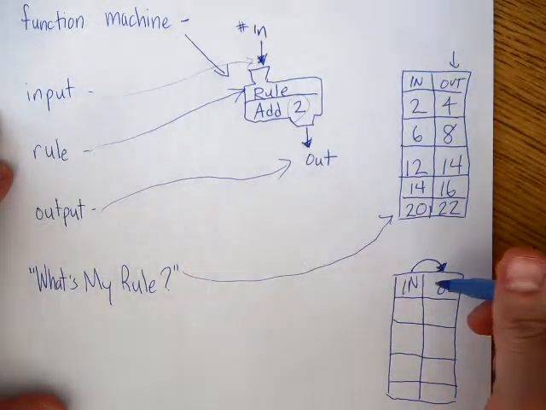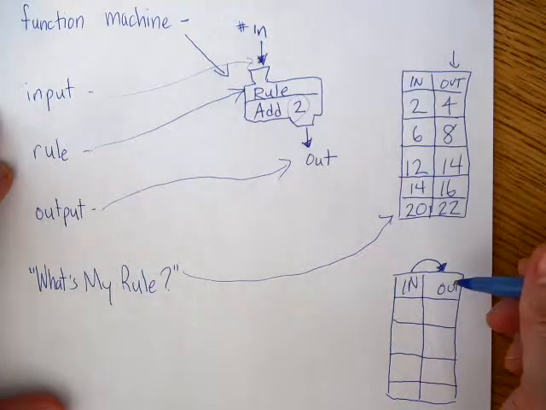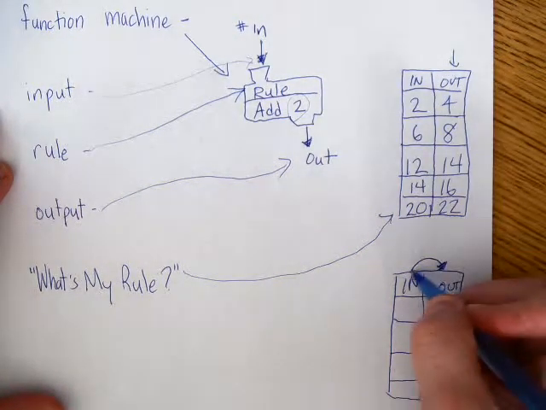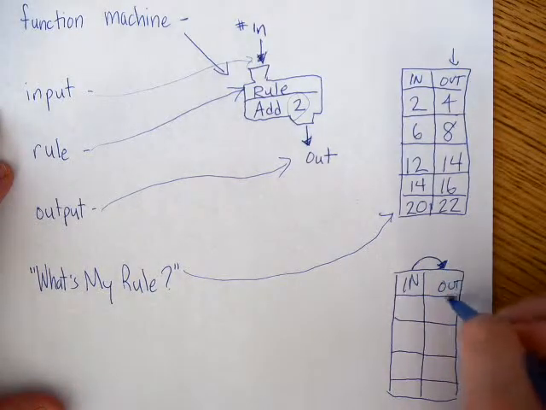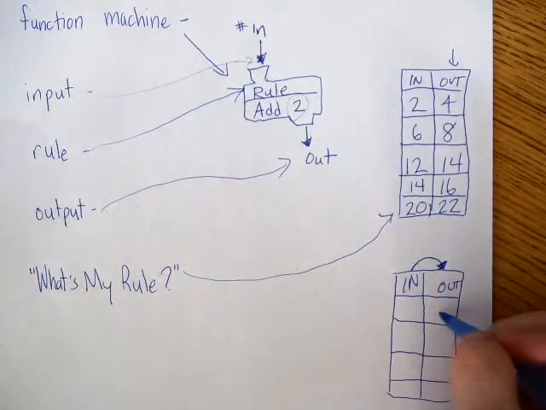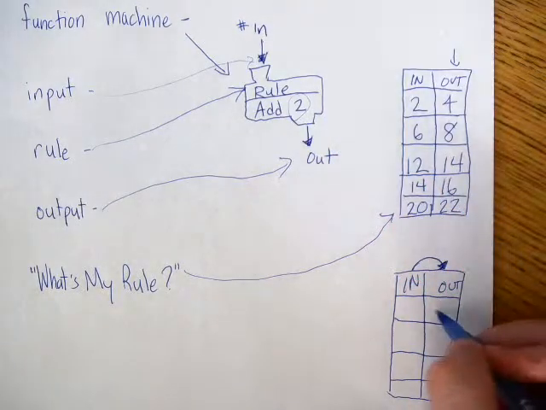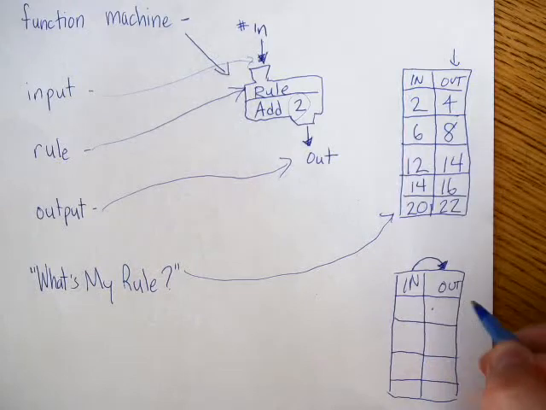So I want you to pay especially close attention to this and check your charts and your books to make sure that you applied the rule from in to out and not from out to in. Even if the number's written over here, let's say we use the same function machine, the rule is plus 2, sometimes you might have the outputs.